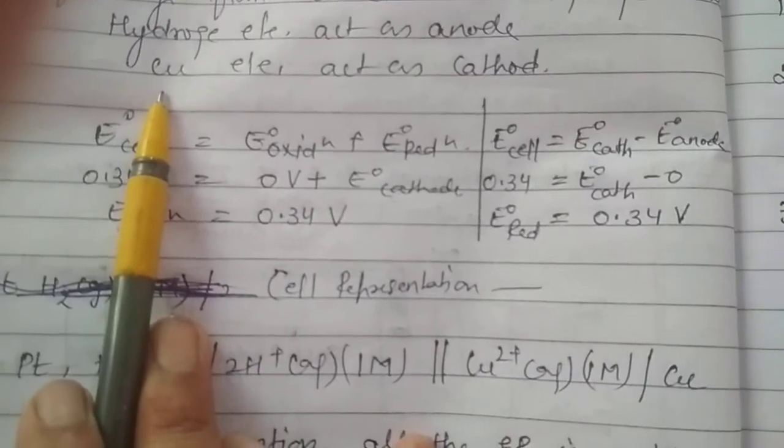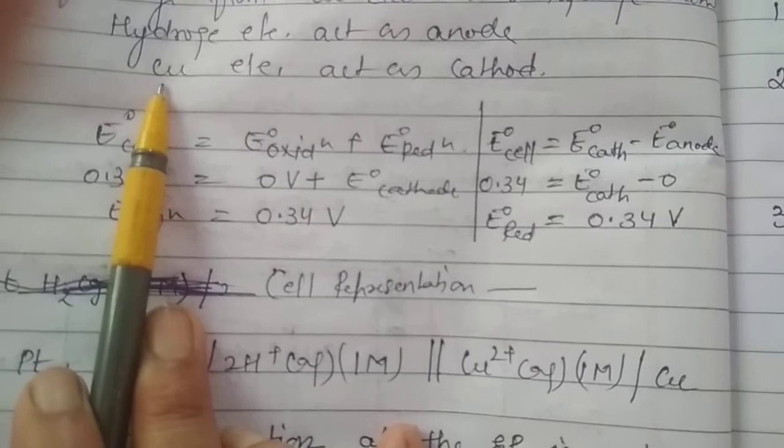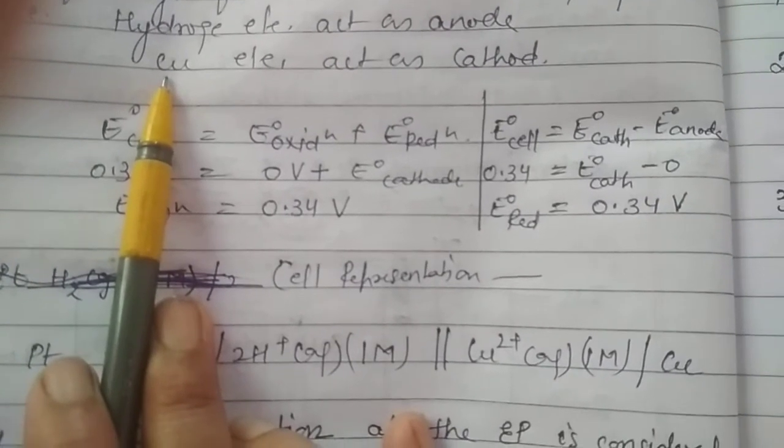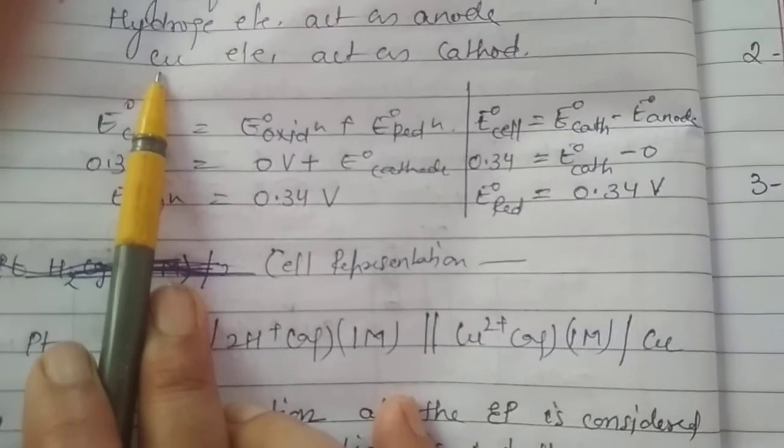So again we have calculated that E reduction would be 0.34 volt. And if we are to calculate the E oxidation, that would have the same value with the negative sign. Now let's see the cell representation.